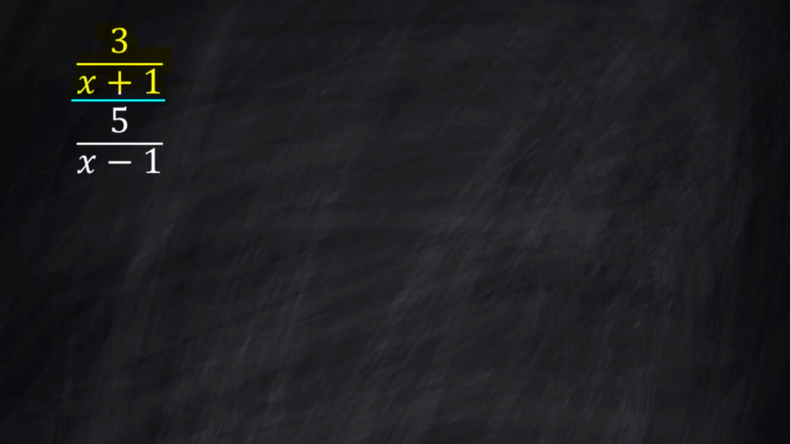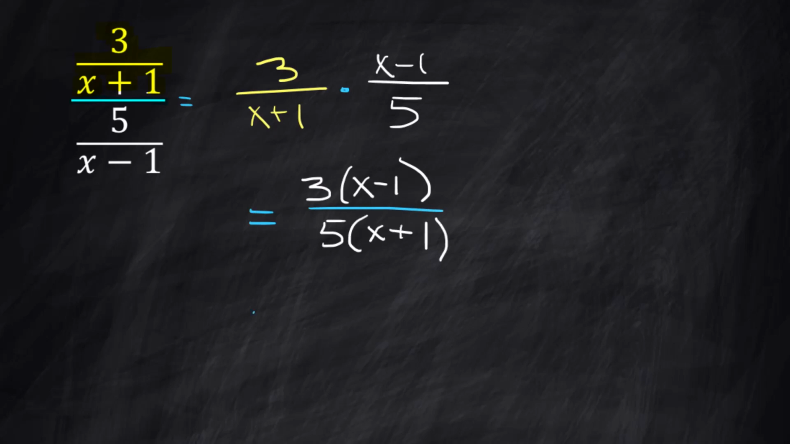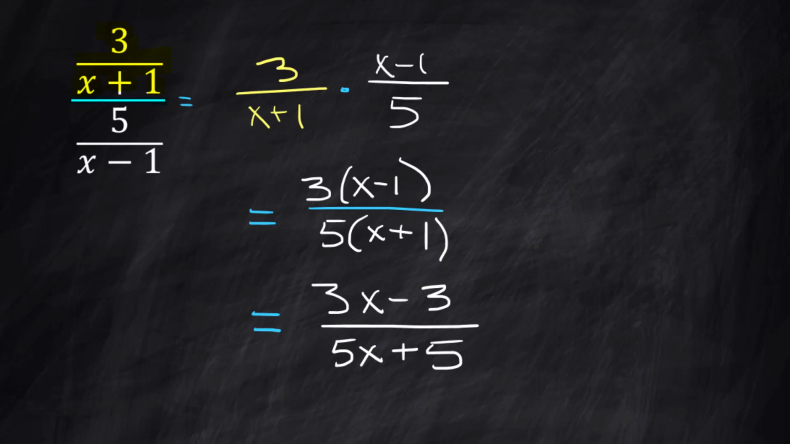For this one, we actually do have a fraction over a fraction. Copying the numerator, we get 3 over x plus 1. We're going to multiply that times the denominator flipped over, x minus 1 over 5. Multiply straight across, we get 3 times the quantity x minus 1 over 5 times the quantity x plus 1, distributive property, 3x minus 3 over 5x plus 5. That one is actually pretty simple. Starts out looking pretty bad, but it works out nicely for a complex fraction.